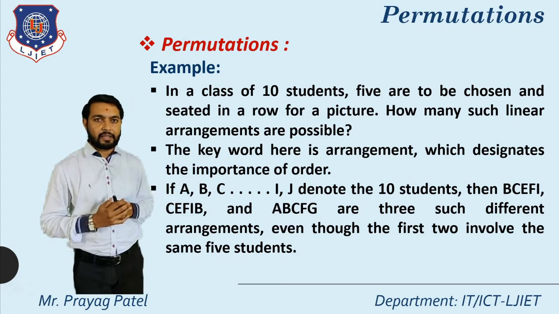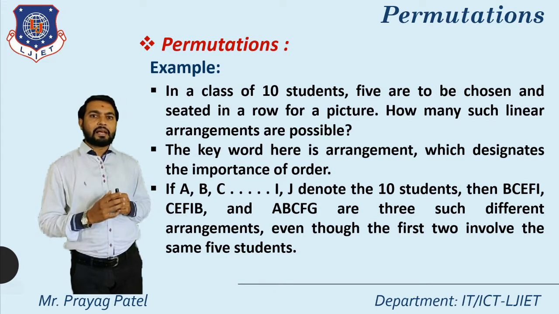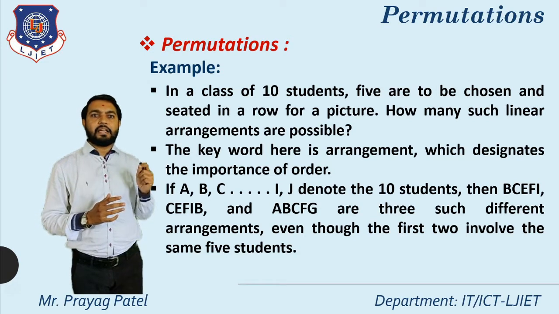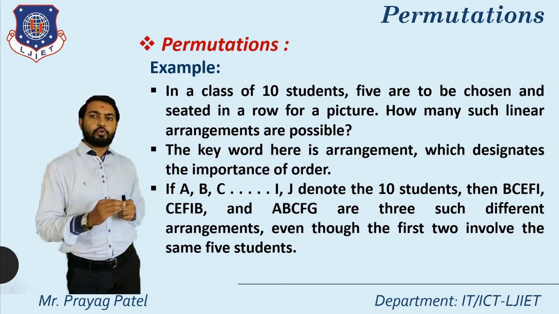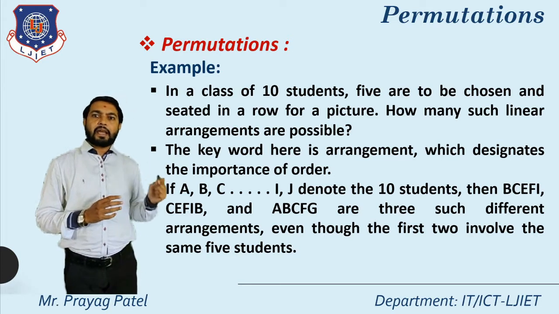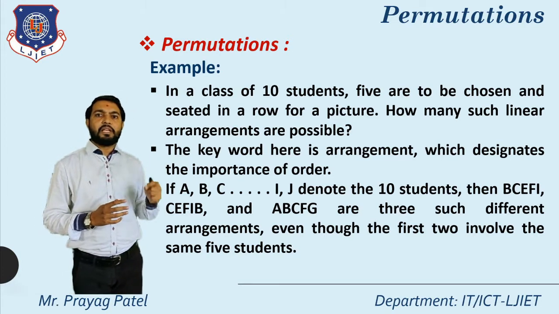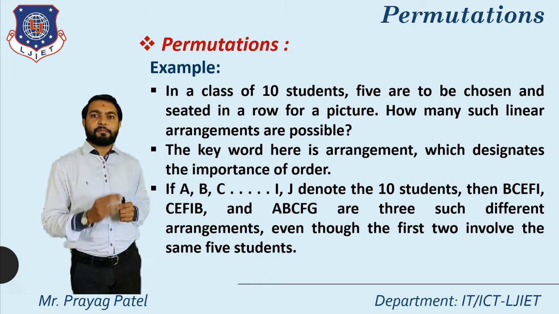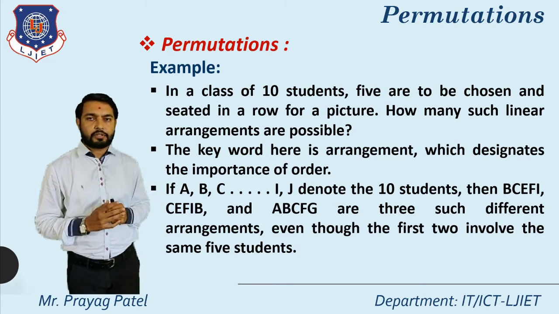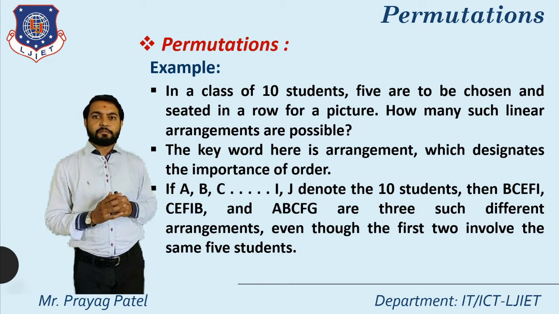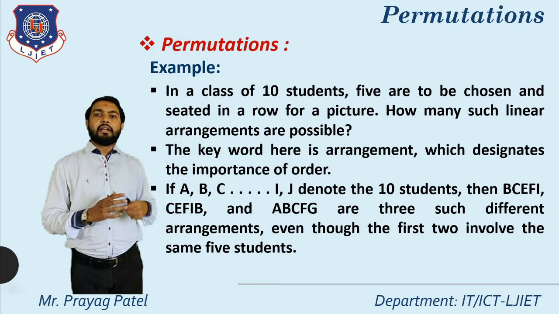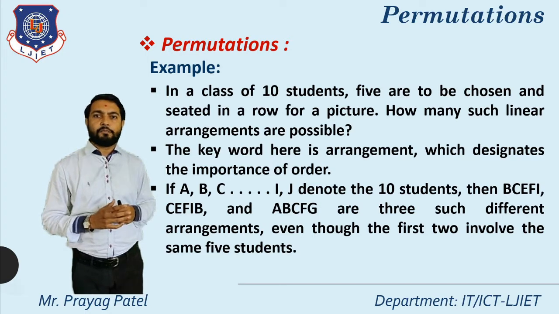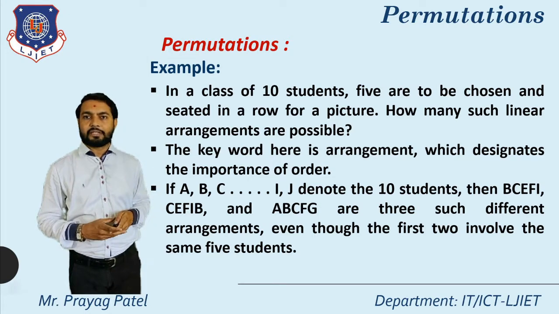Then how many possibilities are there? For example, we can say the first possibility is B, C, E, F, I. Each and every student is a different student. All the 5 students are different. Second, C, E, F, I, B. And third, for example, A, B, C, F, G. These are 3 different arrangements even though the first 2 involve the same 5 students. So if we select the same 5 students, many possibilities are still there. And when we use different students from these 10 students, then so many more possibilities arise.